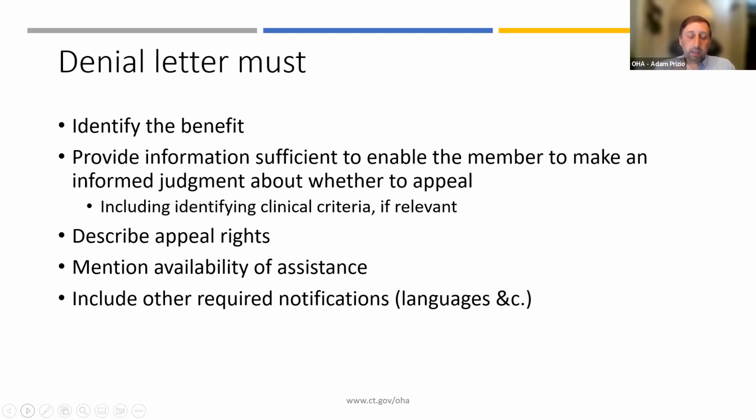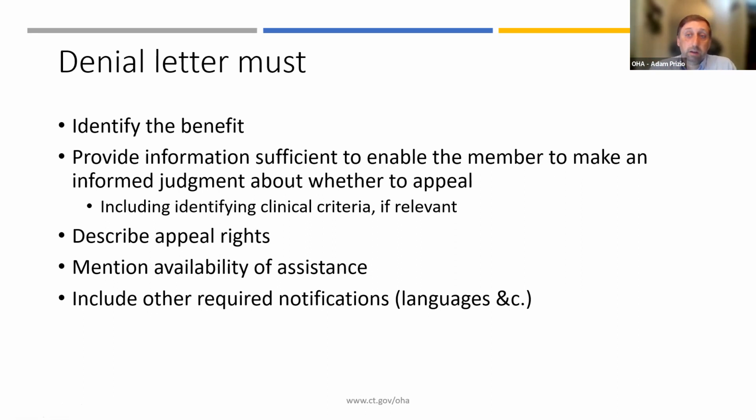After they've done those things, they have to tell you what your appeal rights are. And folks think it's sort of boilerplate, right? That if you disagree with this, you have the right to an appeal. You have to send a letter to such and such a place within some period of time. They have to make mention of the availability of assistance.